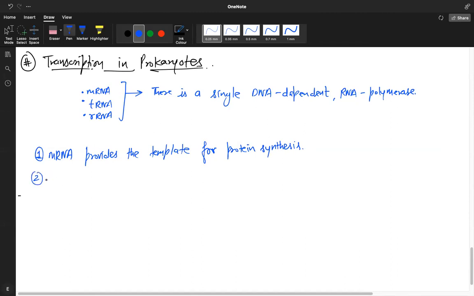Second is tRNA. It acts as transfer RNA and brings amino acids.